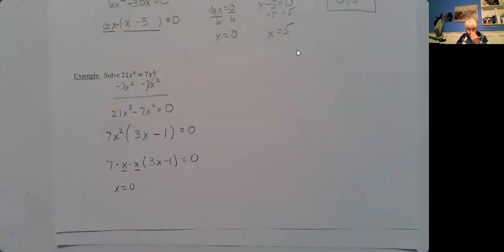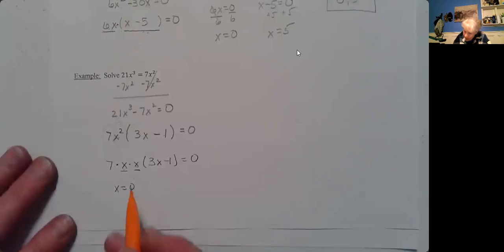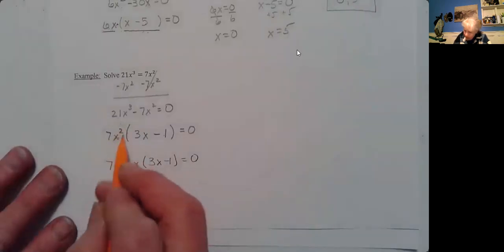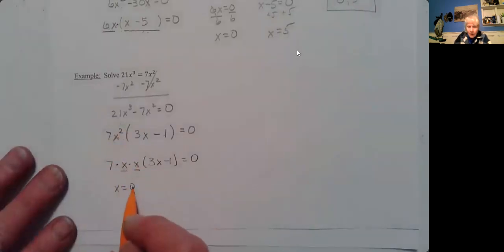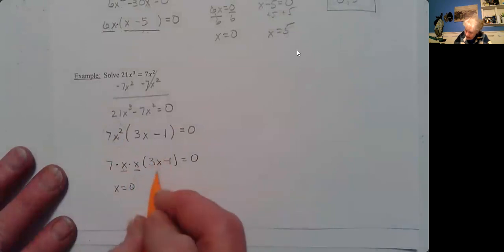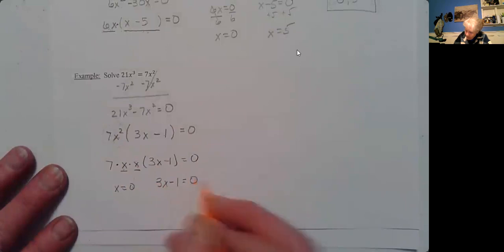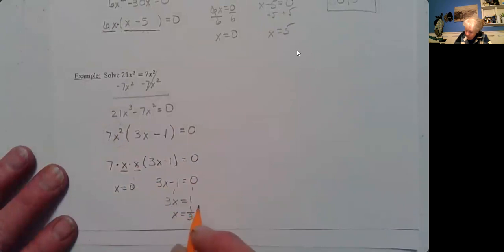Okay, so I had to pause it there for a second. So when you have these two x squared factors, you'll still just have a 0. All righty. Then you set this one equal to 0, and you add 1, divide by 3, and x equals 1/3 or x equals 0.